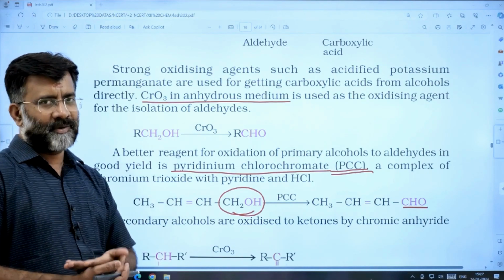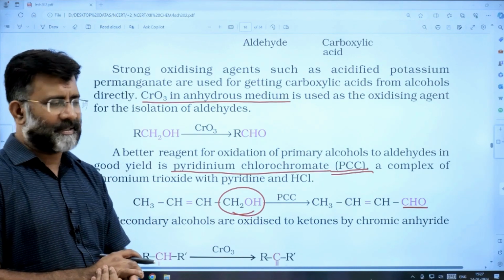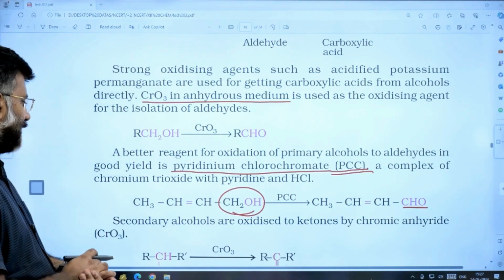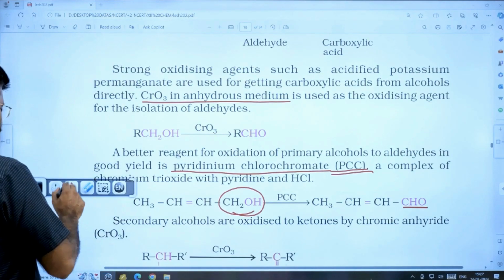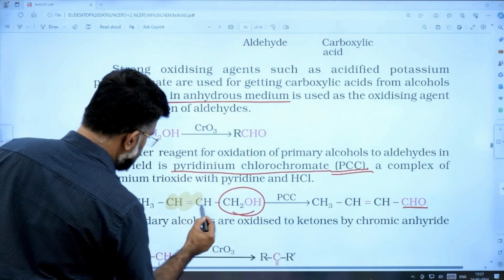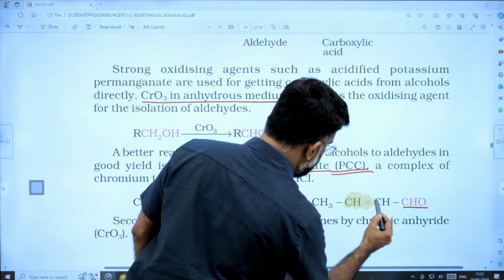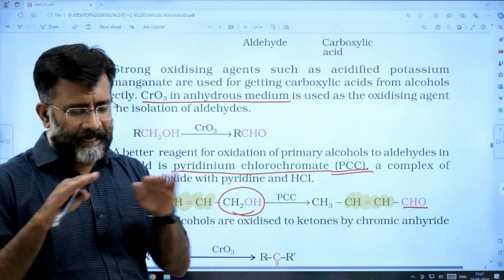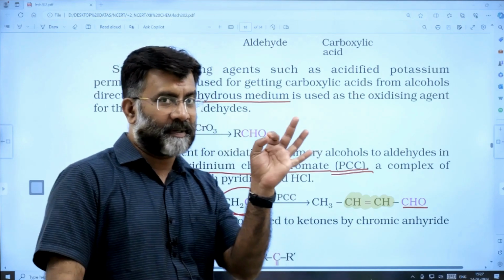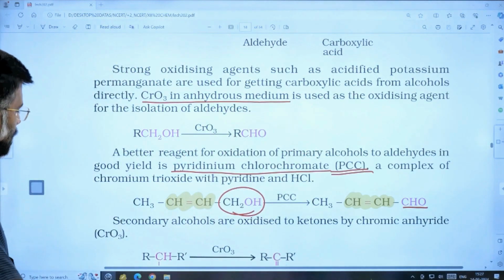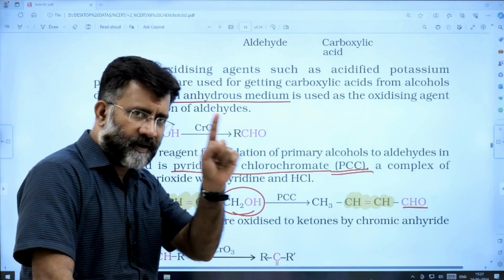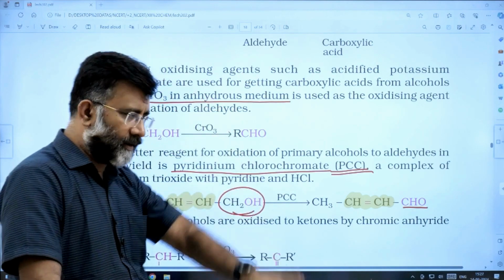And PCC has got something special also. What is PCC's speciality? It is selective oxidation. PCC gives selective oxidation. It does not affect unsaturation. The double bond will be kept intact. Unsaturation will be kept intact. That is something special about PCC. Is it clear? What is PCC? Pyridinium chlorochromate, a 1:1 ratio of pyridine, HCl and CrO3.